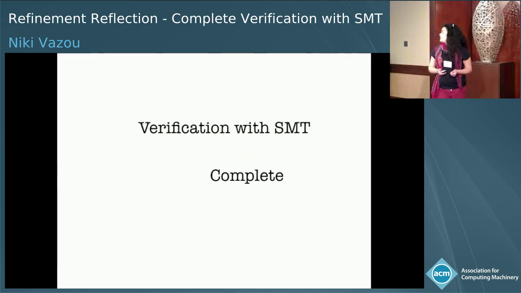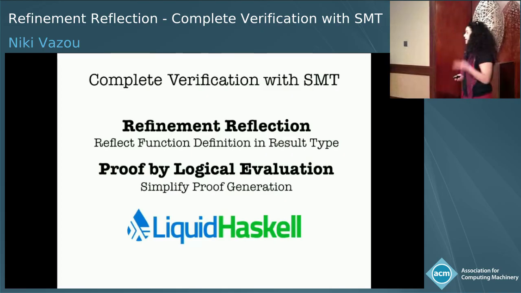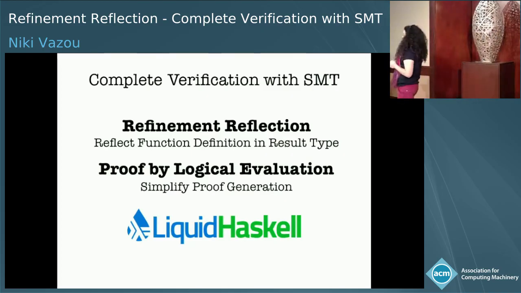In this talk, I'm going to say that, yes, you can have complete verification. And I'm using two interesting techniques. One is called refinement reflection that intuitively says, take the implementation of the function and put it into the refinement of the result. And then with this, I can prove very interesting facts about my program. I can have complete specification. But then the proofs are very, very complicated. So we developed this technique that is called proof by logical evaluation to simplify away all the proofs. And all this is implemented and used in Liquid Haskell.